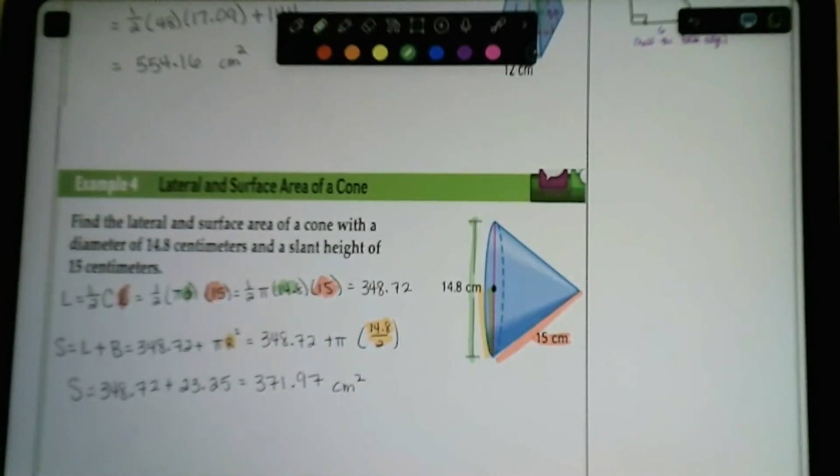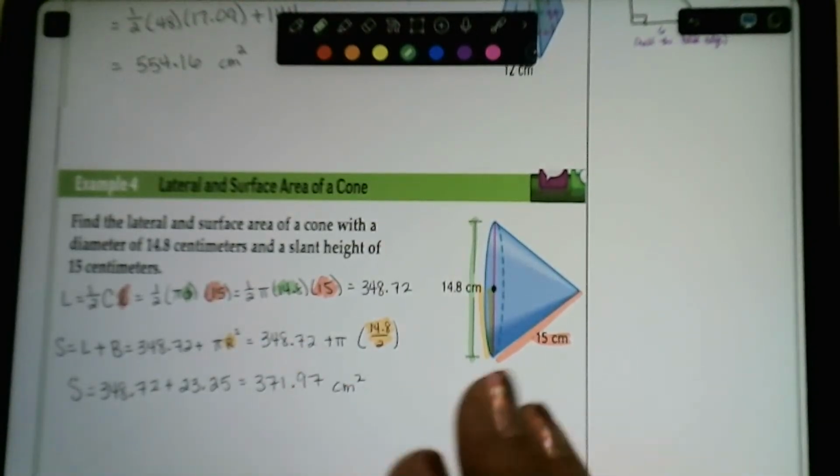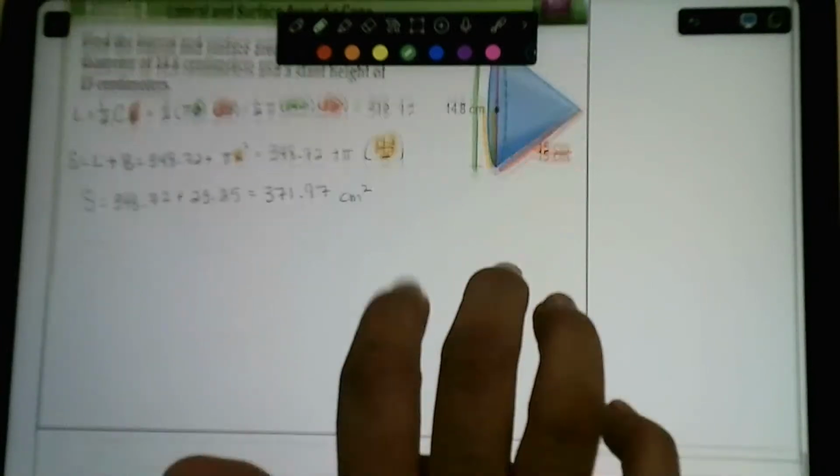There it is for a cone. It works exactly the same way. If I wasn't given the slant height, I'd have to calculate it, probably with Pythagorean theorem or trig. It just depends on what information I have.